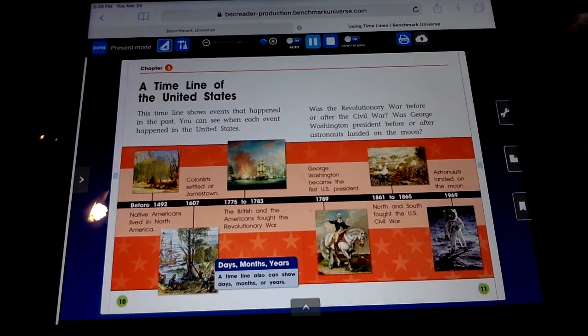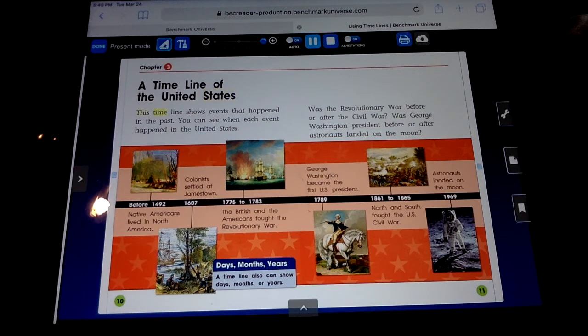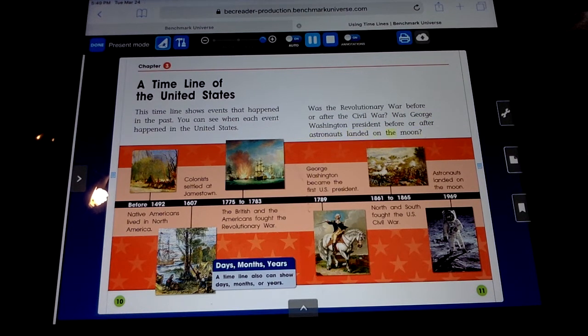Chapter 3. A timeline of the United States. This timeline shows events that happened in the past. You can see when each event happened in the United States. Was the Revolutionary War before or after the Civil War? Was George Washington president before or after astronauts landed on the moon?